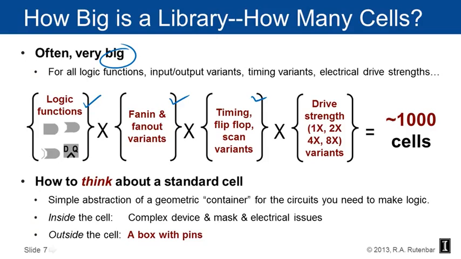How should we think about what's inside a standard cell? Think of a standard cell as a geometric container for the circuits, the electrical circuits, the transistor level circuits that you need to make the logic functions. Inside the cell there's complex devices, transistors and wires and things, complex geometric mask things happening right down at the nanoscale surface of the integrated circuit, complicated electrical issues, but outside the standard cell it's a box with pins. That sounds a little simple-minded, but really, in order for the geometry things that we need to be able to do to optimize at the level of millions and millions of standard cells and wires, we need a simple abstraction, and the abstraction that it's a box with pins is going to work for us.